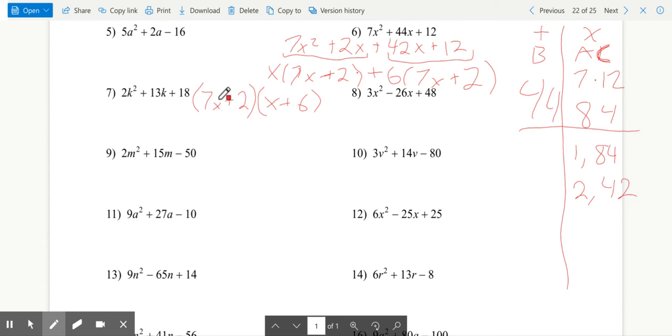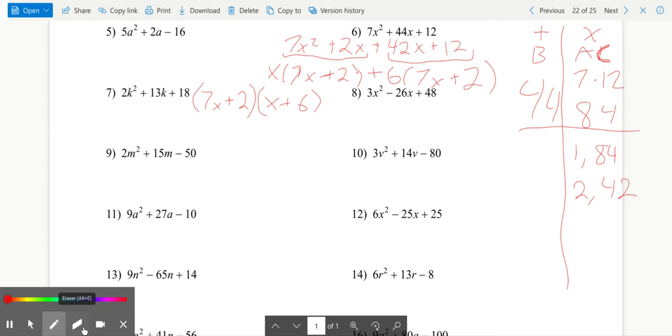And notice that if I multiply 7x times x, I get 7x squared. And if I multiply 2 times 6, I get 12. That's a good way to check that you're on the right track if you get to this point and that still works. Of course, you could FOIL this out all the way and see if you get the middle term correct too, but you don't need to do that. It's good to check your answers, but I'm not expecting you to do double the work. So this is going to be our answer to number 6.